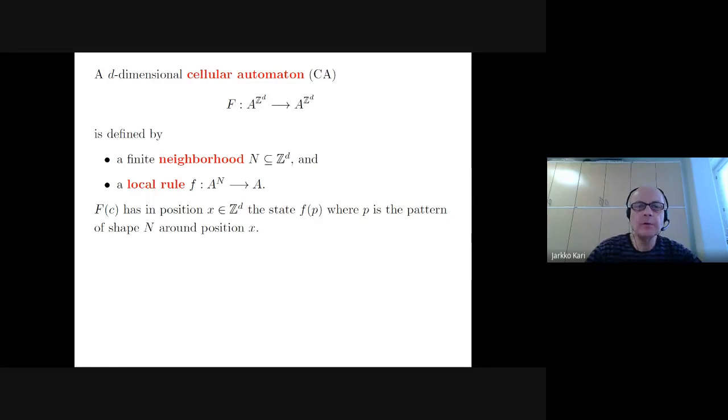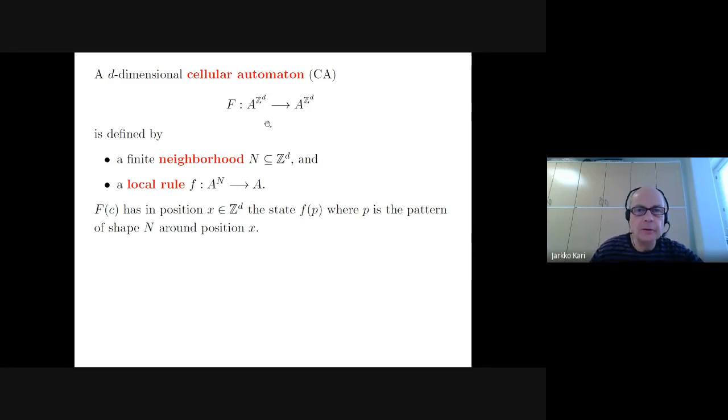All right, and then obviously we will be talking about cellular automata. So a cellular automaton, as you know, is specified by a local rule. You have a finite neighborhood, and then the local rule that gives you the new state of a cell based on the neighborhood pattern that you see around that position in the previous configuration.